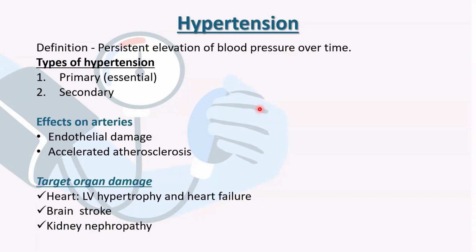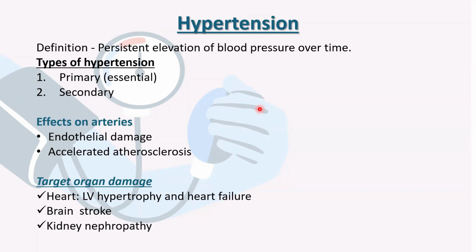The normal blood pressure of a person should be 120 over 80. Of course, it's a range, but just know it's around 120 over 80. In some books, you'll see it indicated as 100 to 140 over 60 to 90. That's the normal range, but most of the time it's 120 over 80.